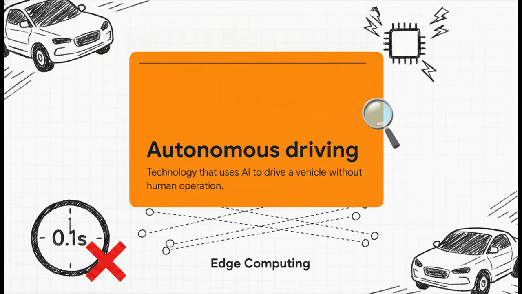Which brings us right to autonomous driving. So, the crucial point here, and a highly likely exam question, by the way, is the relationship between these two. Autonomous driving absolutely requires edge computing. Why? Well, because a self-driving car needs to make instant life-or-death decisions. Even a tiny 0.1 second delay sending camera data to the cloud to figure out if it should brake could lead to a fatal accident. Processing has to happen on board the vehicle.